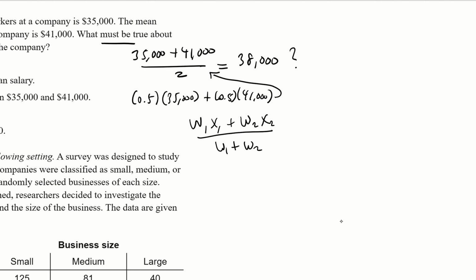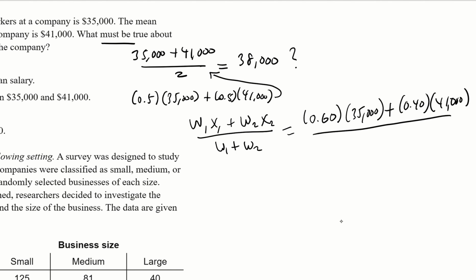So like in this example, let's say 60% female, 40% male, then it would be 0.60 times 35 grand for the female salary, and then 40% are male times 41 grand for the salary. Then you would divide that by 0.60 plus 0.40, but we know this is simply 1, so it doesn't really do anything, so we can ignore it. And then you can calculate the salary here.